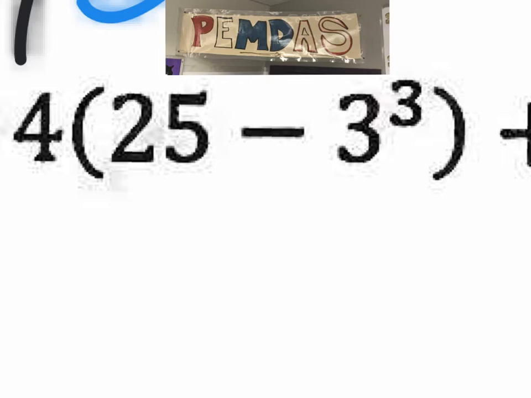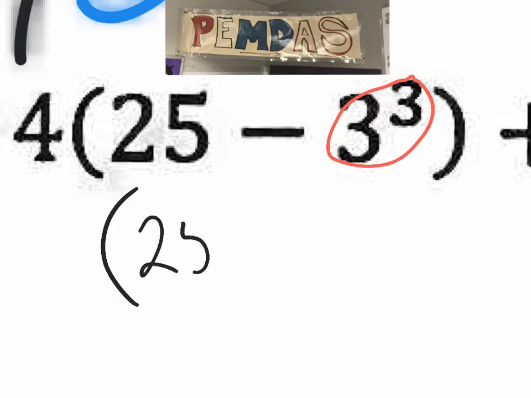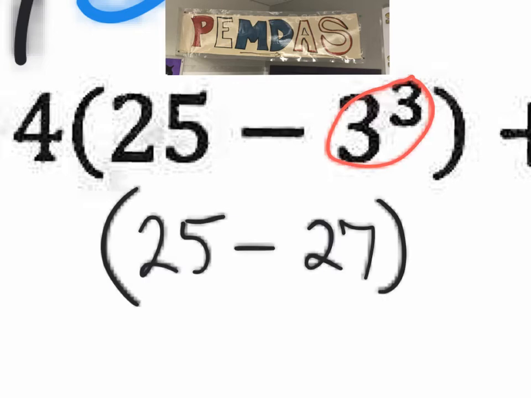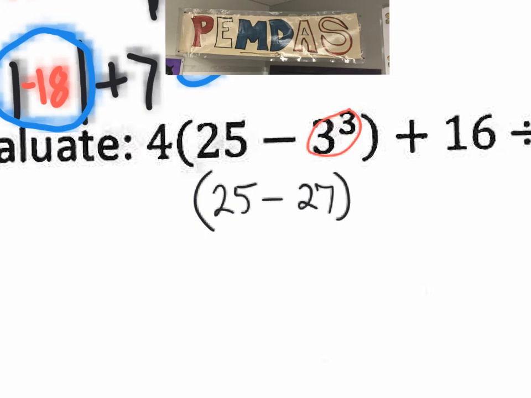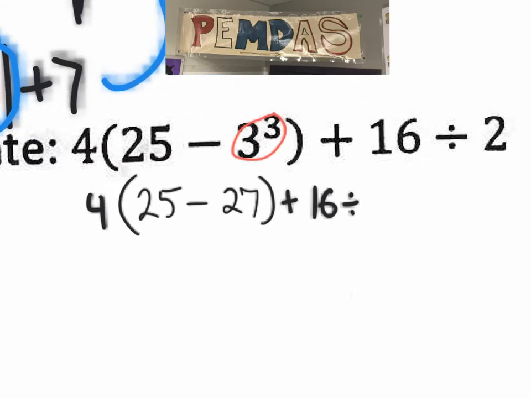So when you do the exponents, what is 3 to the third power? 3 times 3 is 9, times 3 is 27. So, ladies and gentlemen, let me bring down the parenthesis again, bring down the 25, bring down the minus sign, and let me write down 27 instead of 3 to the third. Now, let me rewrite everything. I still have the 4 on the outside, I still have the plus 16, and the divided by, and we still have a 2 at the very end.